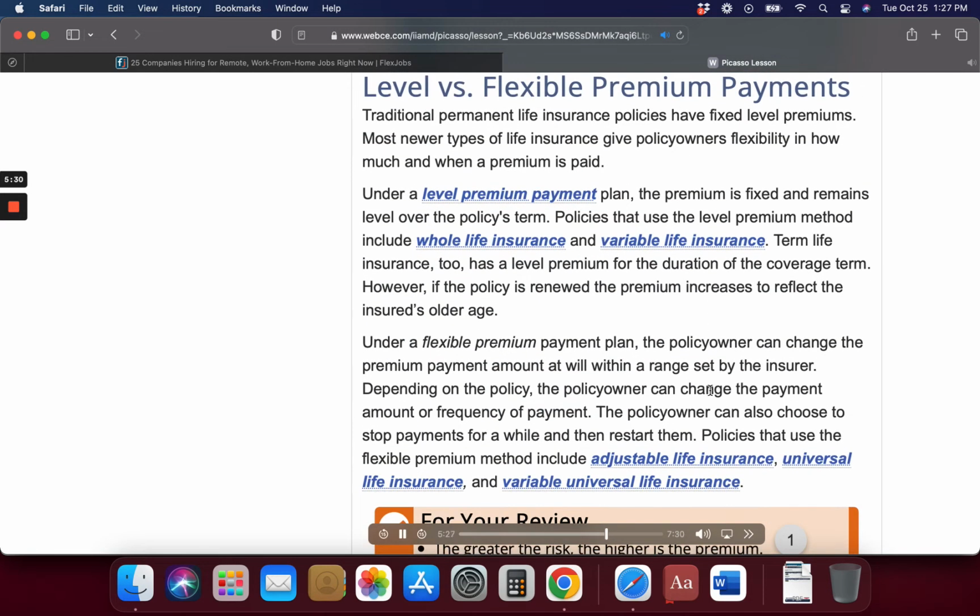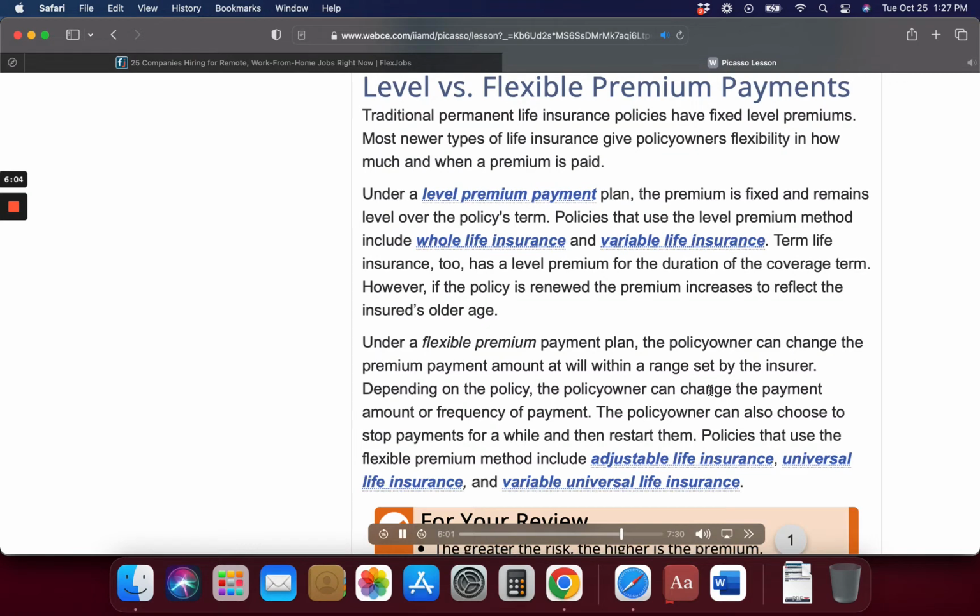Level versus flexible premium payments. Traditional permanent life insurance policies have fixed level premiums. Most newer types of life insurance give policy owners flexibility in how much and when a premium is paid. Under a level premium payment plan, the premium is fixed and remains level over the policy's term. Policies that use the level premium method include whole life insurance and variable life insurance. Term life insurance, too, has a level premium for the duration of the coverage term. However, if the policy is renewed, the premium increases to reflect the insured's older age.